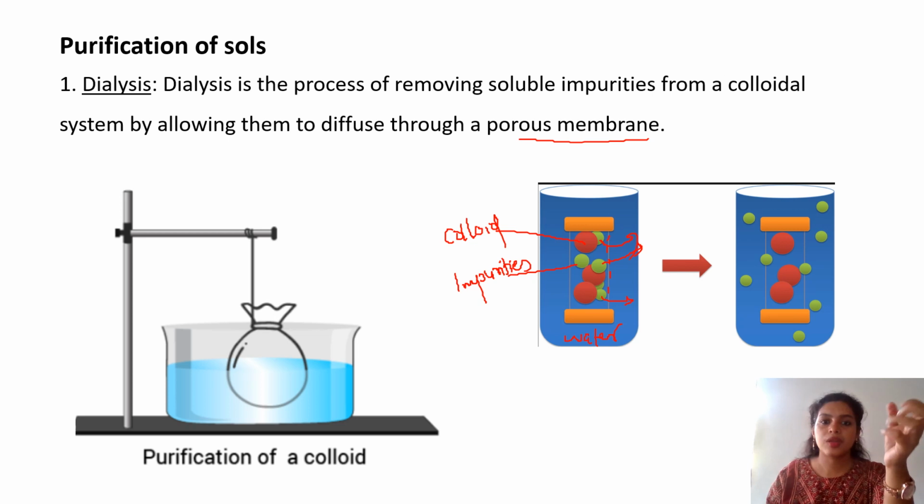Okay, നമ്മൾ ഒരു parchment bag അല്ലെങ്കിൽ cellophane ബാഗിലാണ് എടുക്കുക, അതാണ് porous membrane ആയിട്ട് എടുക്കുന്നത്. And as time passes, the impurities are going out of the system through diffusion. Diffusion on the process, and we are getting inside the bag. We can see there is only the colloid particles. Okay, this is the principle of dialysis. And there is an advanced version that's called electrodialysis.